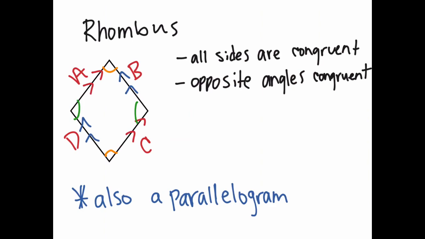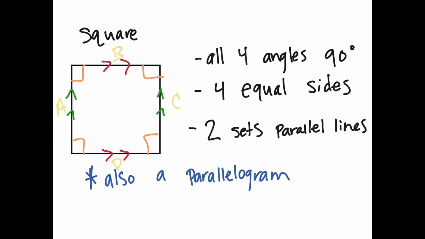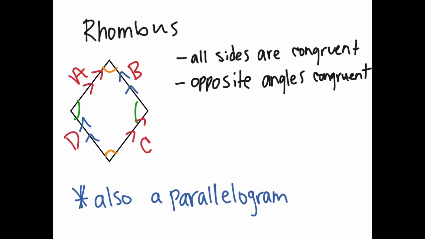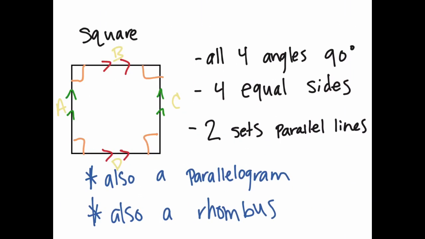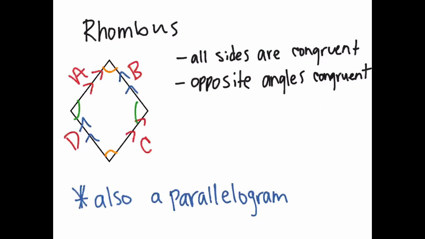And are the opposite angles congruent? Yes, opposite angles are congruent in a square. So a square can be considered a rhombus. But a rhombus cannot be considered a square because all of their angles are not congruent.